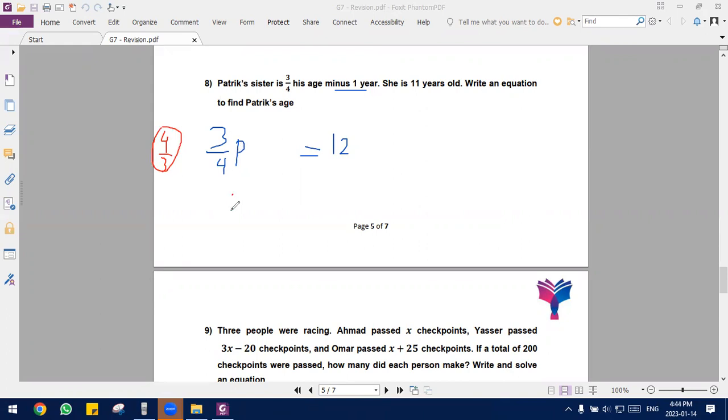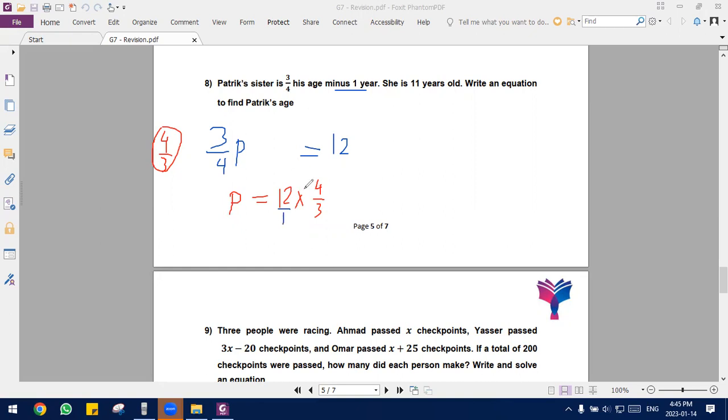So here I will have p. Why? Because 4 times 3 and 3 times 4 will be 1. Equal to 12 multiplied by 4 over 3. Now, how do we multiply this? You know that in multiplying fractions, you multiply the numerators together and denominators together. Now, someone will say 12 is not a fraction, but we can write it as a fraction over 1.